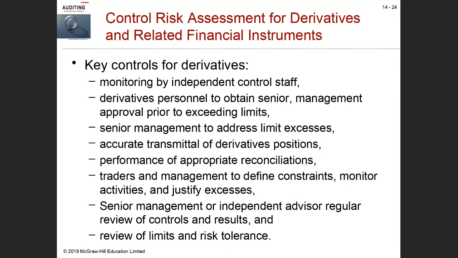Senior management to address limit excesses. So if someone invests in excess of what they should have invested, then management should be looking into that, maybe taking action against that person. There should be accurate transmittal of derivative positions. What that's talking about is there should be a reporting mechanism to the board of directors so we can see what's happening. Are we making money or losing money on our derivatives?